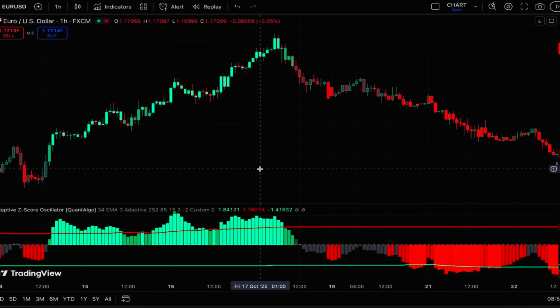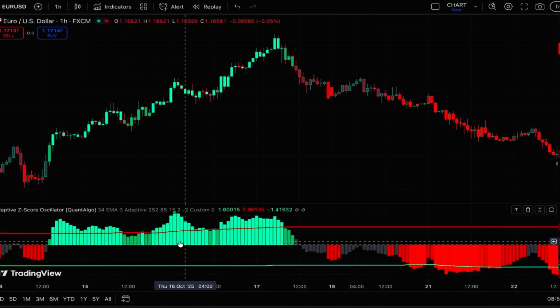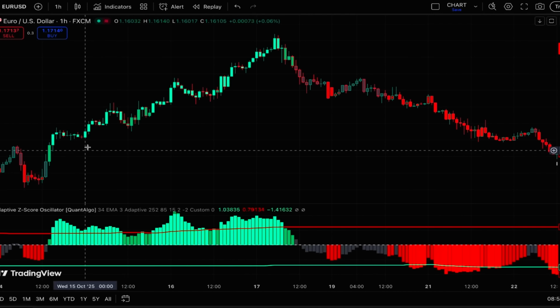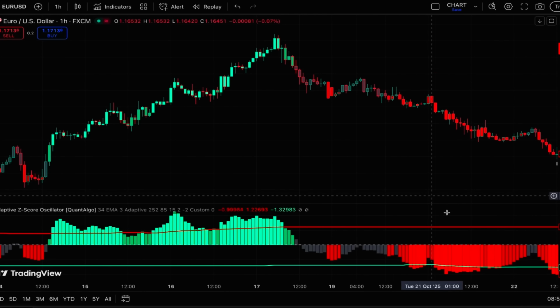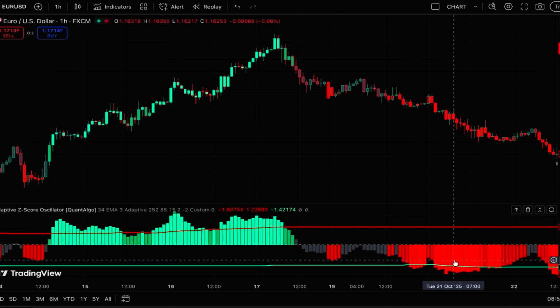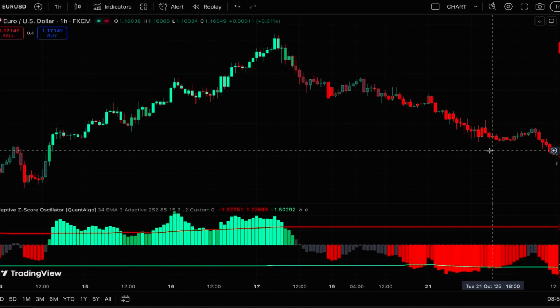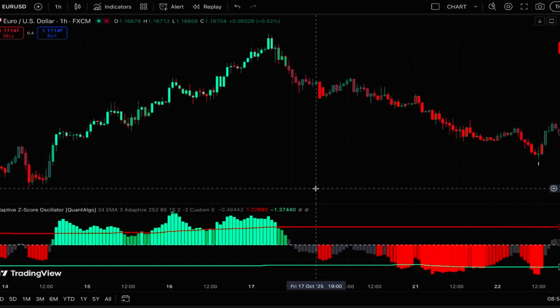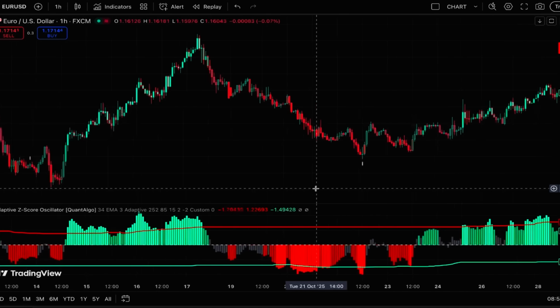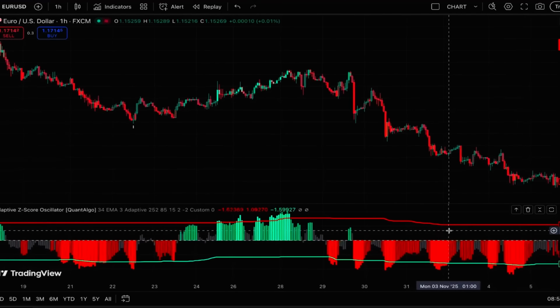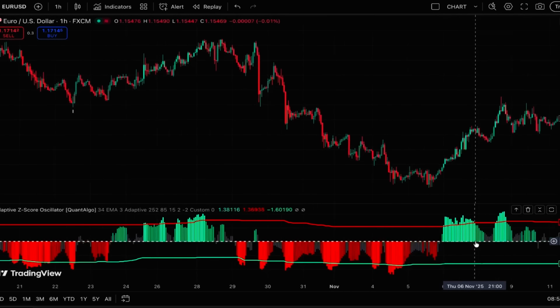Alright, so when the histogram is above the center line, the color is green, and it tells us that the price is trading above the average, so the price is advancing in an uptrend. And on the other hand, when the histogram is below the center line, it tells us that the price is trading below the average and the price is declining in a downtrend. So we can use this histogram for trend identification. When the histogram is above the center line, the market is trending up, and when the histogram is below the center line, the market is trending down.